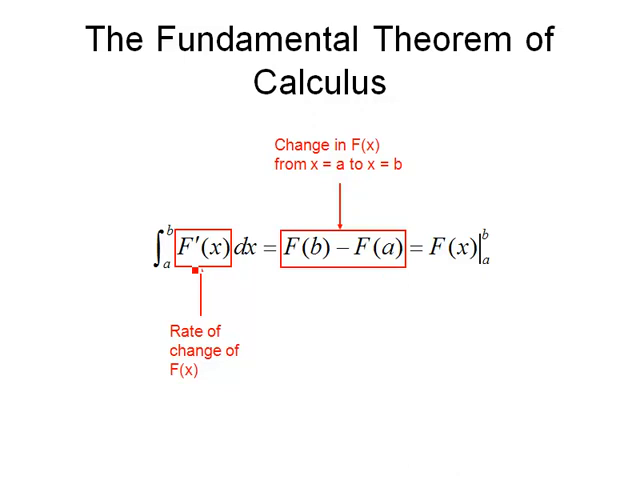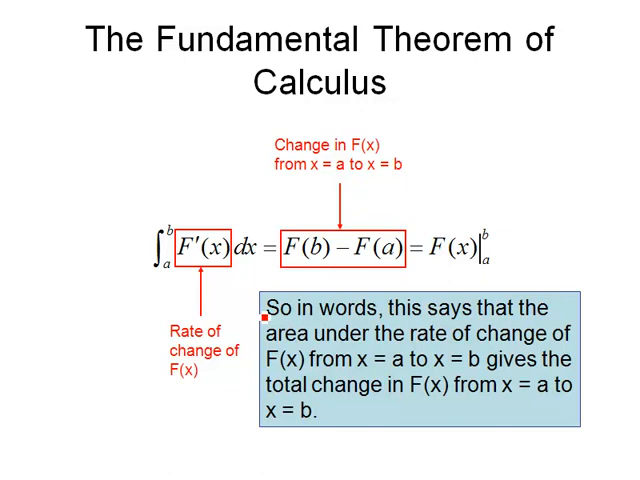Remember when we started out earlier with our problem where we had speed information, we had things in meters per second or miles per hour. What we ended up getting here was the change in position, how far the car had gone. So this capital F of b minus capital F of a represents that change. So in words, this says that the area under the rate of change of capital F of x from x equals a to x equals b gives the total change in capital F of x from x equals a to x equals b.